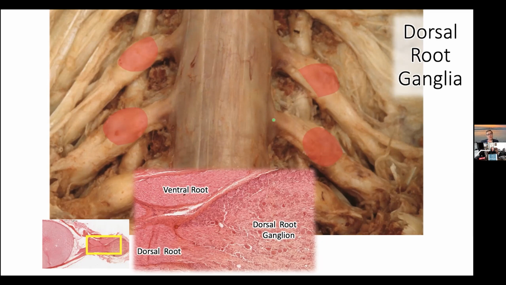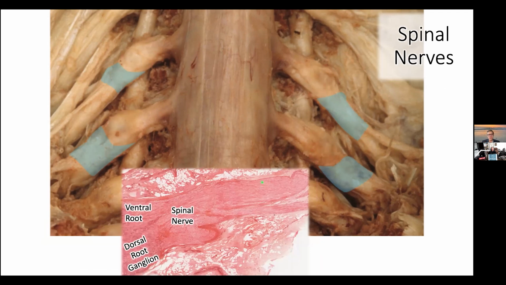If we continue a little further laterally, here now we see the spinal nerve, right? So this is where those sensory nerve fibers from the dorsal root and those motor nerve fibers from the ventral root are finally going to flow together into the same epineurium. So in other words, we have a mixed nerve for the first time.